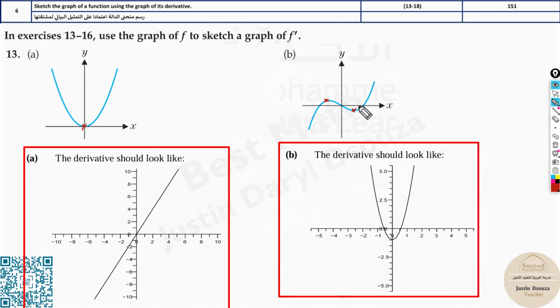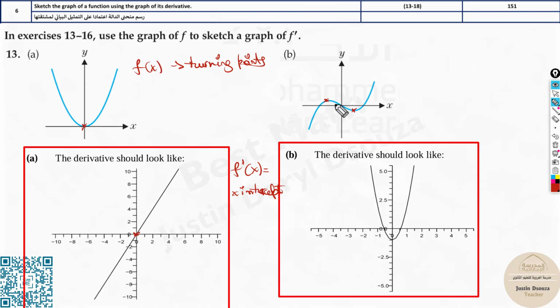Those are important points because the turning points in the function f of x, okay? If I write turning points, then those points in the derivative, f dash of x, will be x-intercepts. Let me write x-intercepts. Now what does this mean? Wherever there is a turning point, here at 0 it's turning, right? That means in the derivative, it will touch the x-axis.